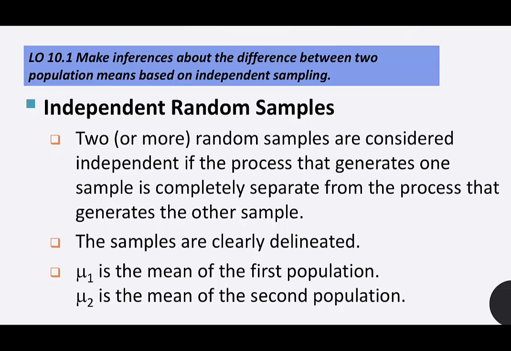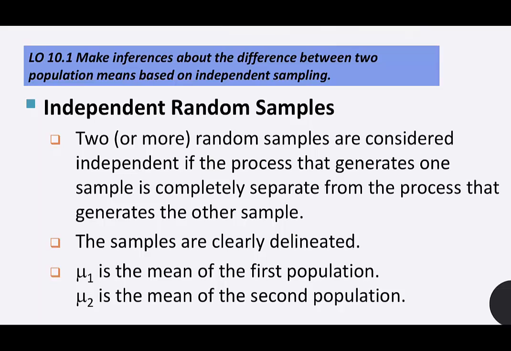The first thing we want to talk about is the notation that goes along with the equations we're going to discuss. In order to make inferences about the difference between two population means, we first have to have independent sampling. So we need 2 random samples that are considered completely independent. When we have complete independence, this generates a sample that is separate from the other sample.